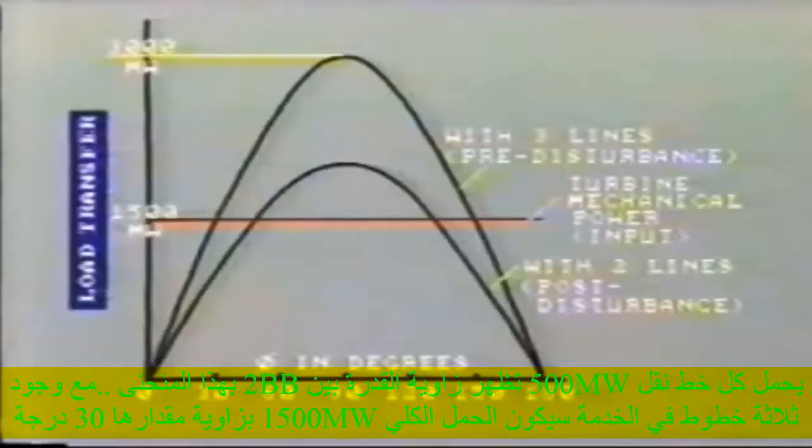Here we see a single generating station supplying 1,500 megawatts across 3 transmission lines into a very large system. The generation on the large system is 50,000 megawatts, so the total load is 51,500 megawatts. Each of the transmission lines is carrying 500 megawatts. The power angle between the 2 buses is shown by this curve.